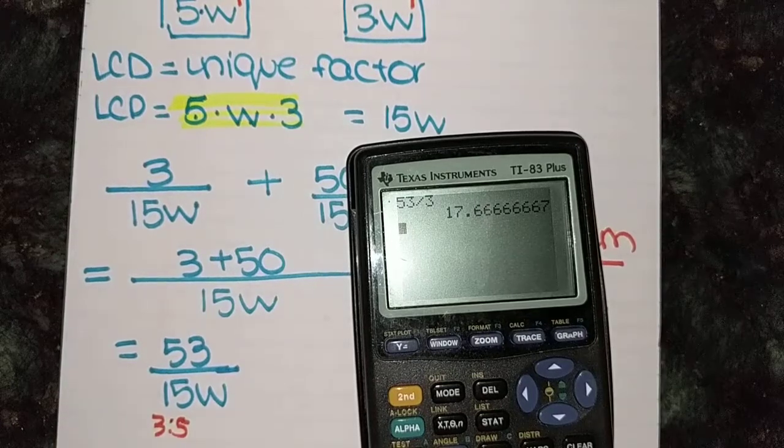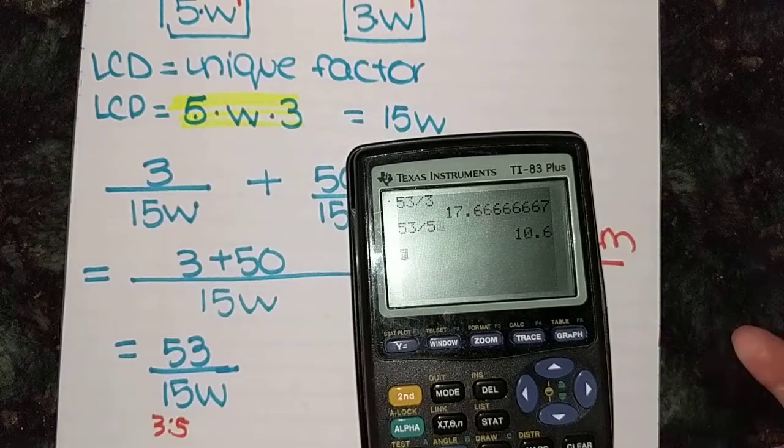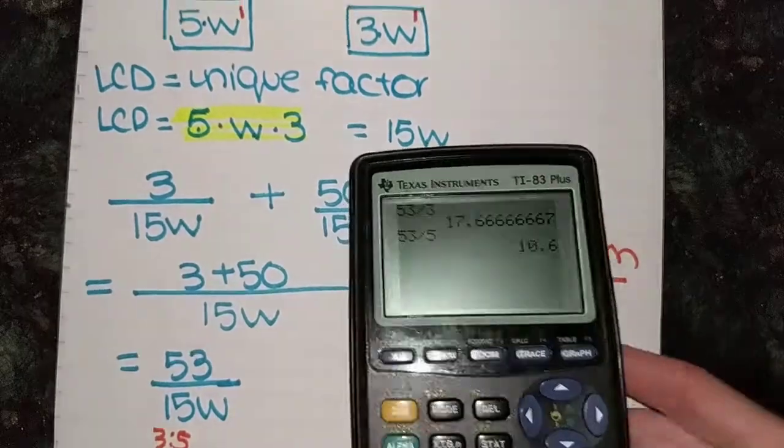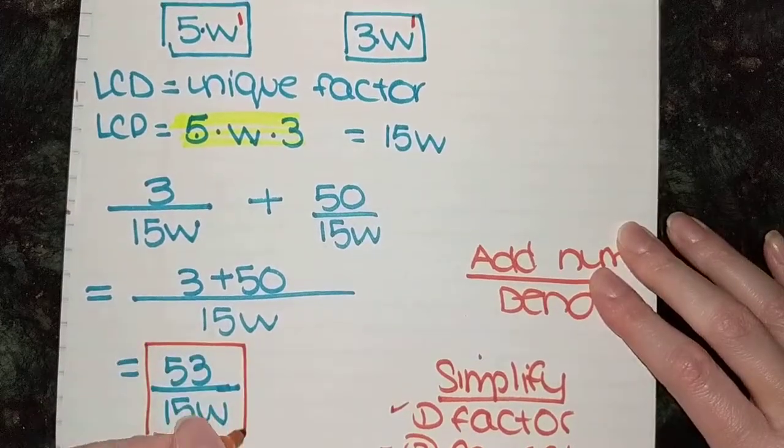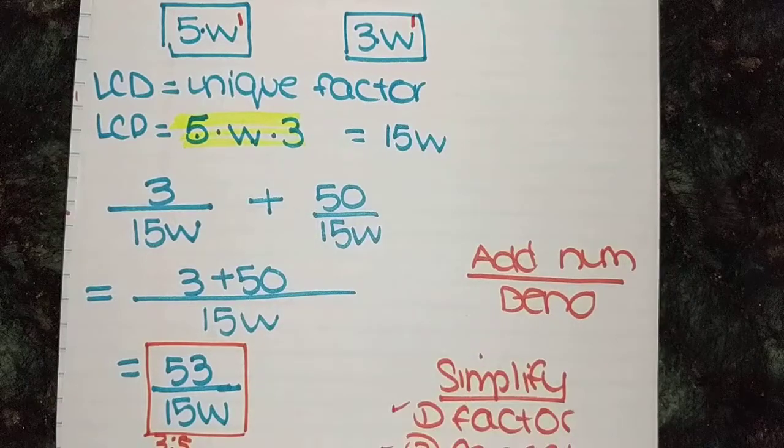You're trying to see if it's divisible by 3, the 53 that is, and then you're going to try to see if the 53 is divisible by 5, and it's not. So that tells you that this factor cancel step is done, and there's nothing to do further but to type in 53 over 15w.